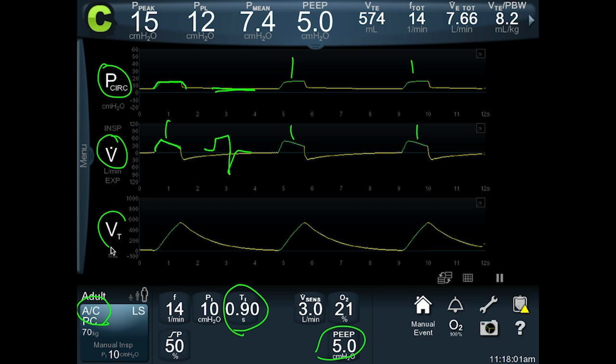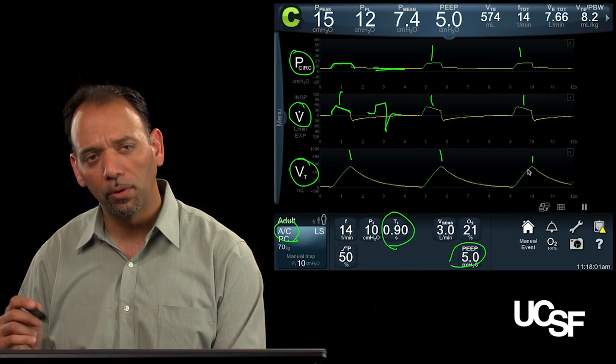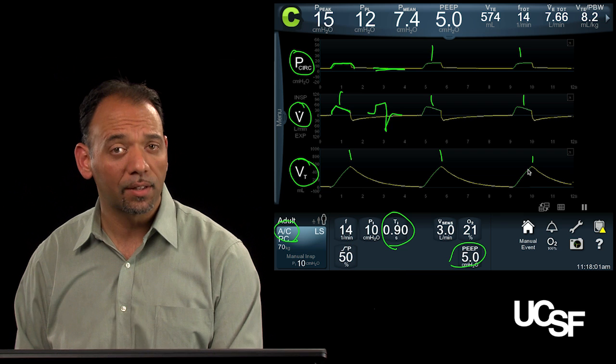And then finally you have the volume here as well. And in this representation, because it's a patient who we're assuming is paralyzed and not providing any efforts, the volume is the same every breath. And we'll show you later on some examples where the volume is not the same every breath.